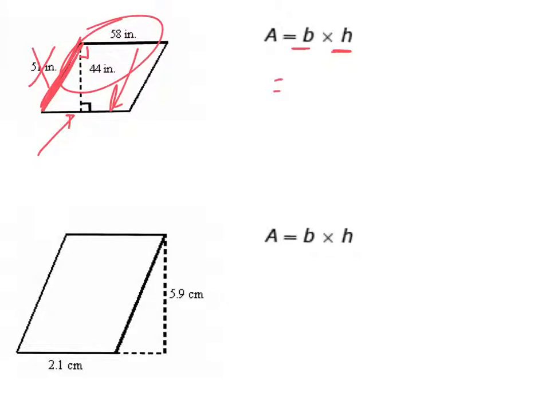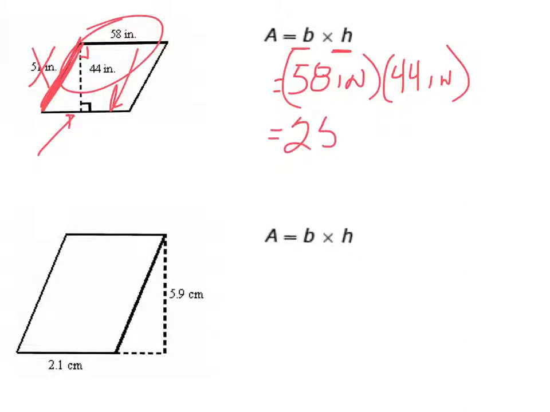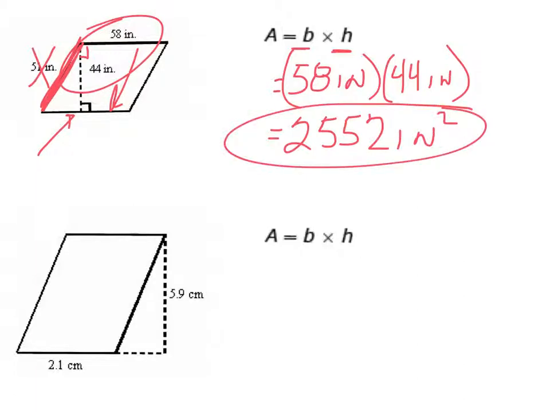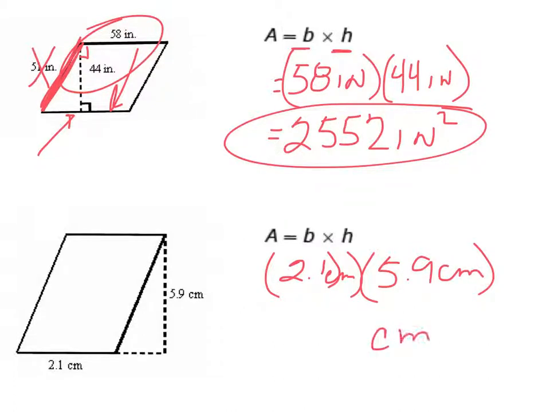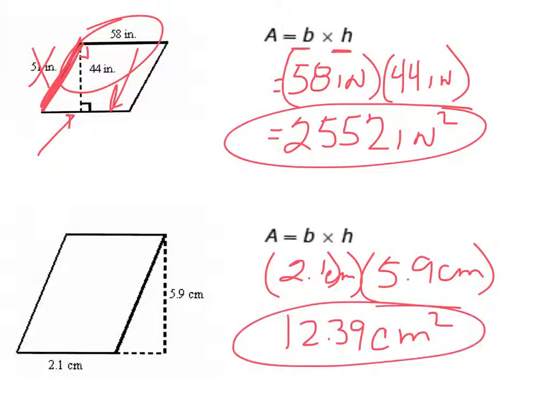So when I throw this in, I'm going to have, again, my base is 58 inches. I'm going to multiply that by 44 inches. And when I multiply those two numbers, yeah, I got a big number, but it's okay. 2,552 inches squared. So again, you're going to have decimals in here, so you're going to have to work with it. So our base in this case is 2.1 centimeters, and I have 5.9 centimeters. So again, I'm going to have centimeters squared. And when I come out and multiply it, it's going to be 12.39 centimeters squared.